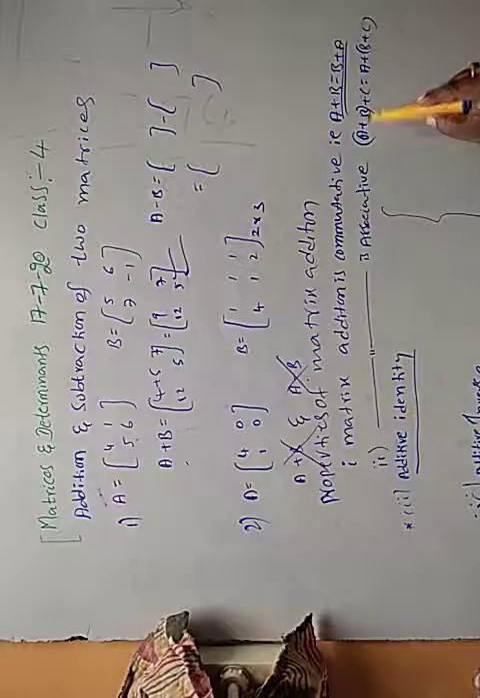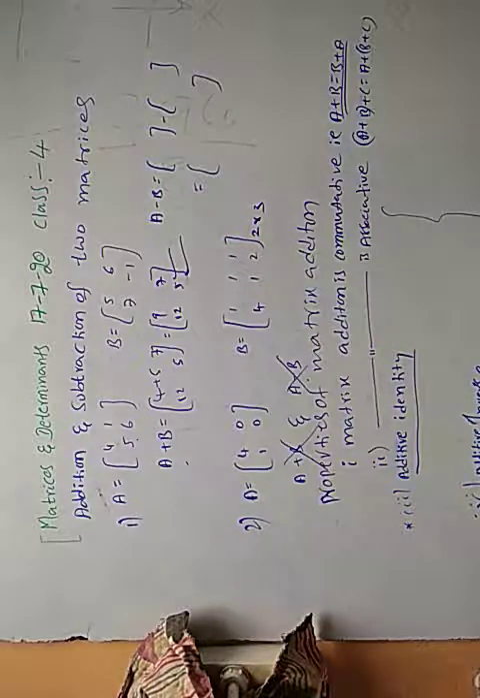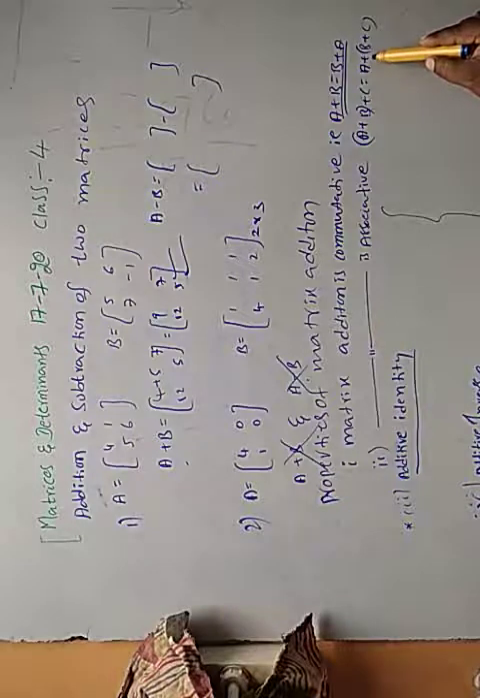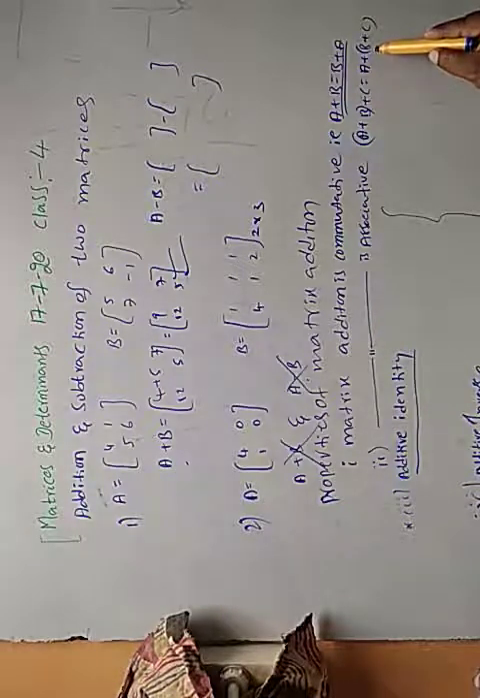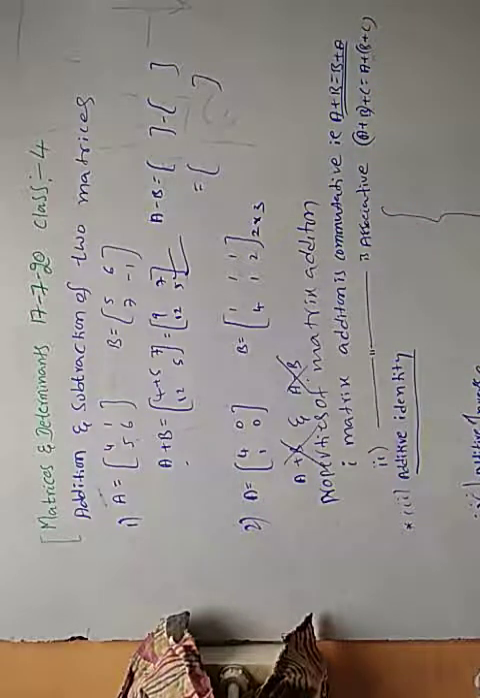Matrix addition is associative, always. First we find A plus B. We get some matrix like this. Then add the matrix C to this A plus B. We get some matrix X. Then in the second option, find B plus C and add it to A. We get both answers the same.